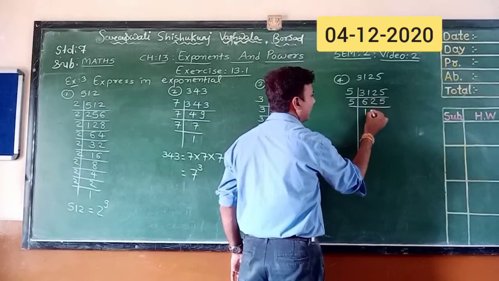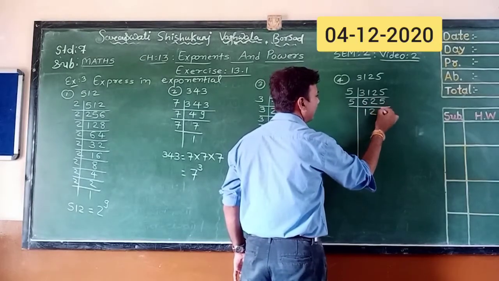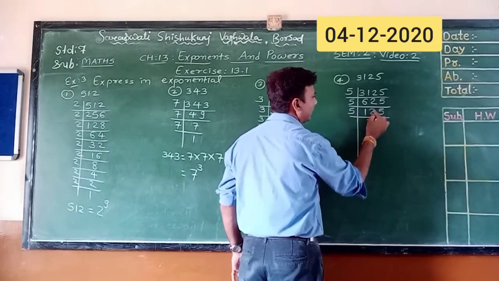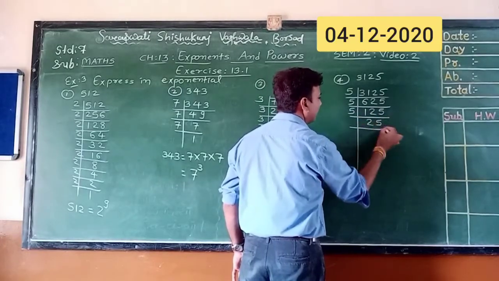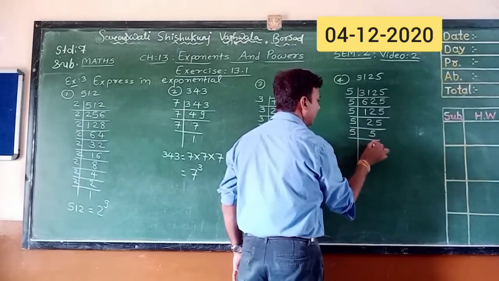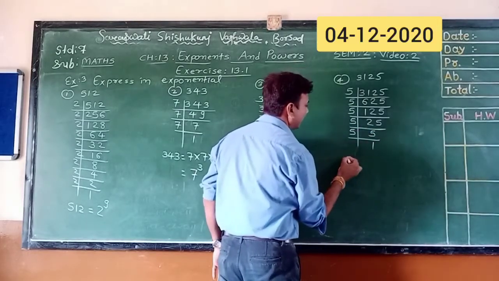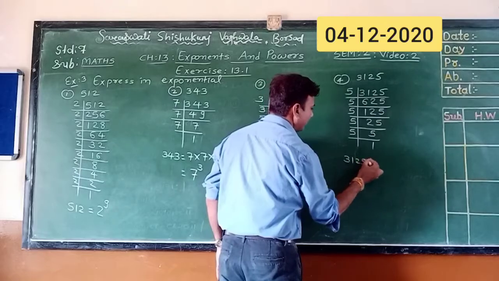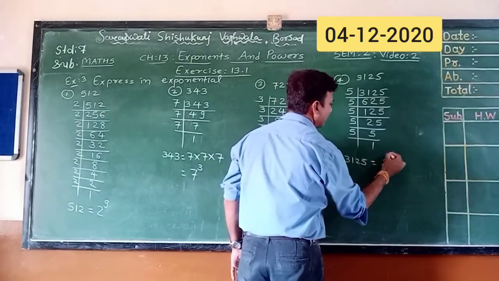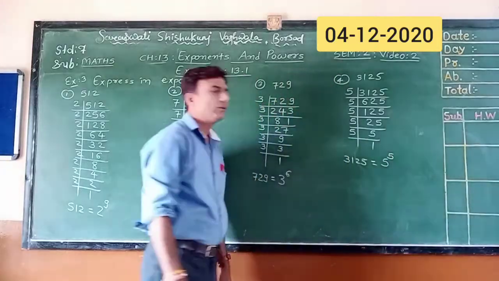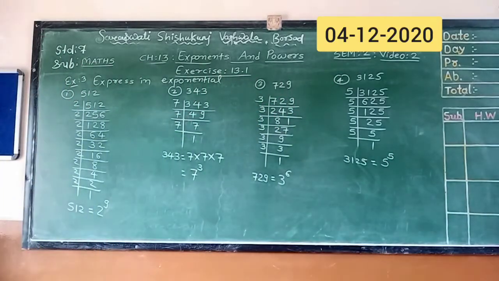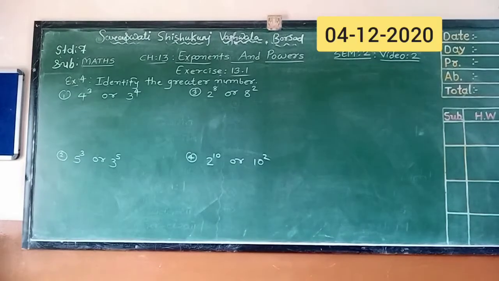Then 5 twos are 10, 2 remains, 25. 5 fives are 25. 5 twos are 10, 2 remains, 25. 5 fives are 25, and 5 fives are 25 again, and finally 5 ones are 5. So 3125 equals 5 multiplied 5 times, so we can write 5 raised to 5. This is how we denote a number in exponential form.